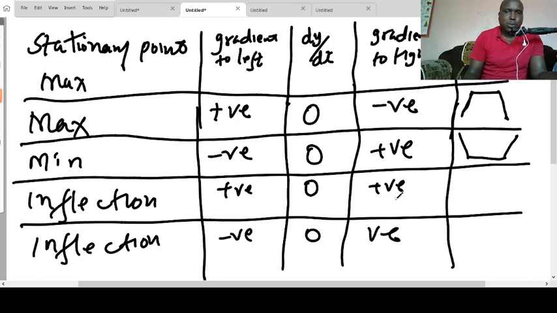So how does the point of inflection look? We start here and positive, we go up, positive, 0, then up. And what is negative? We start at a point down, 0, down. That is the point of inflection. So this and this are points of inflection. This is the minimum, this is the maximum. We are going to make use of them very, very soon.